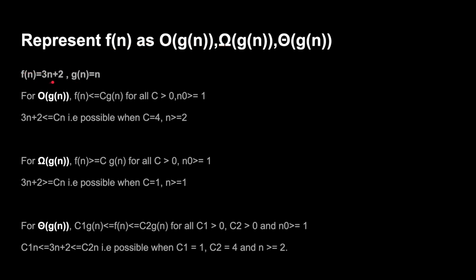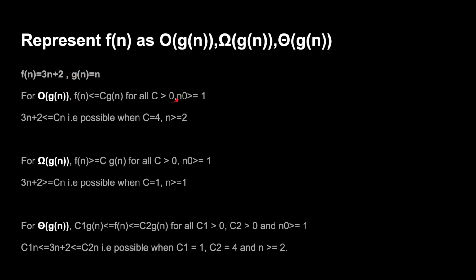f of n is given as 3n plus 2 and g of n is given as n. When we have to represent f of n as big O of g of n, we have to write the condition for it. We know the condition: f of n is less than or equal to c into g of n, where c is a constant, so c should be greater than 0, and n naught should be greater than or equal to 1.